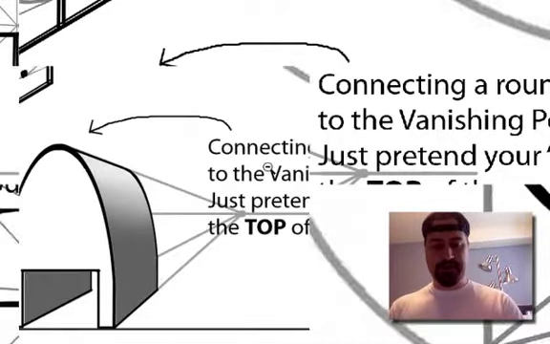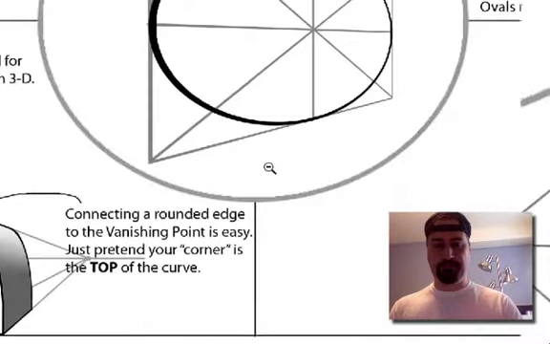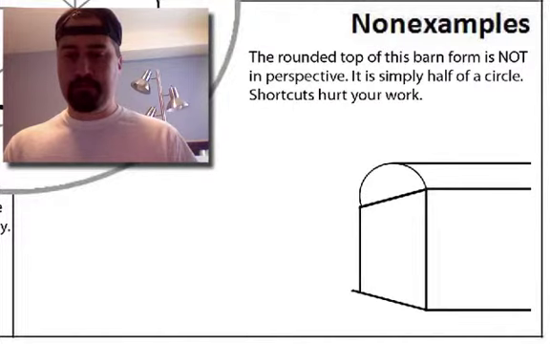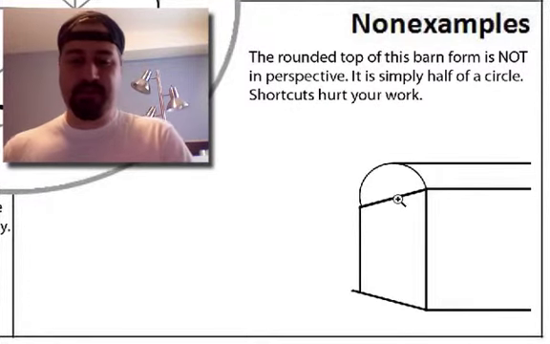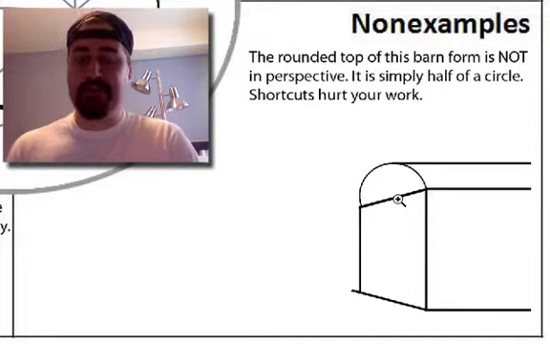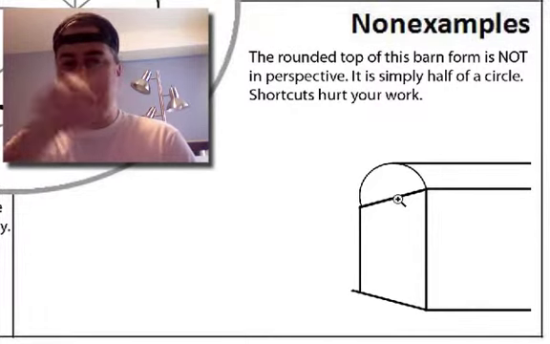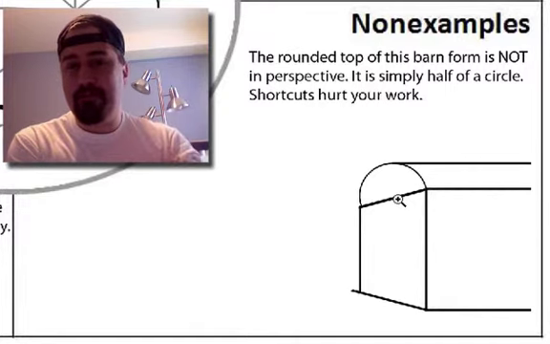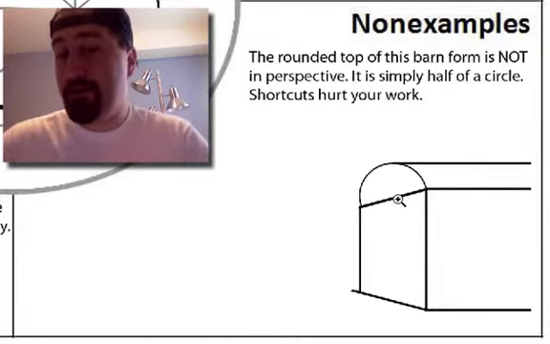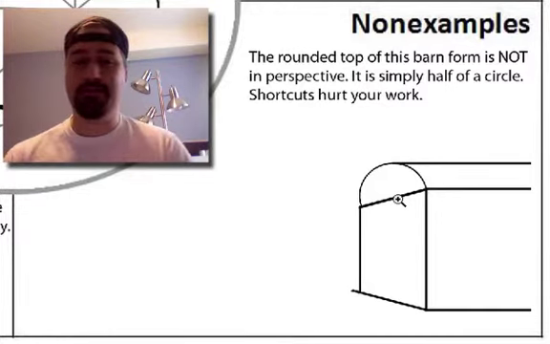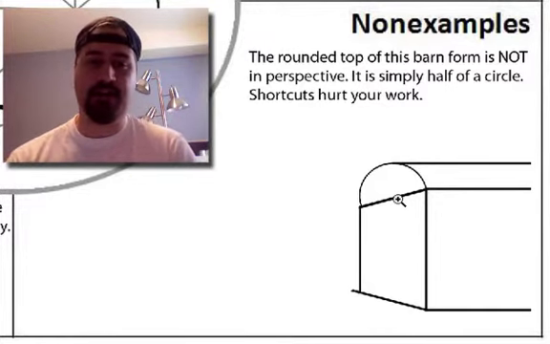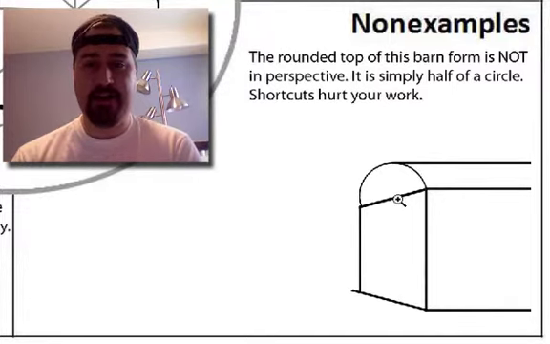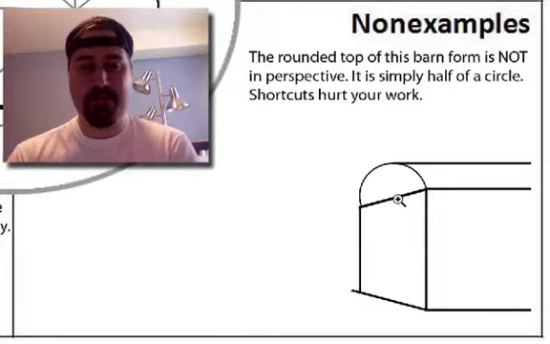So let's take a look at some non-examples. Here's a common mistake with beginners. The rounded top of this barn is not in perspective. Basically, it's just a circle that could have been drawn with a compass, and it's been chopped off on the bottom to make it look as if it's part of the roof. This is a common mistake or shortcut that beginning artists use. Make sure you use the scaffolding technique. Yes, it does take work, but yes, it also is good craftsmanship, and your forms align, and it makes to fulfill the portion of the assignment.